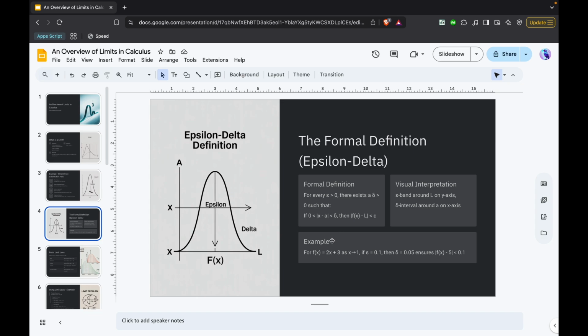Now, for an example which could help clarify it even more, if you have f of x equal to 2x plus 3 as x approaches 1, that means we have to take the limit of that. If epsilon is equal to 0.1, that means delta is 0.05, and that ensures that the absolute value of f of x minus 5 is less than 0.1. Now, f of x as x approaches 1 is 5. Now 5 minus 5 absolute value is 0, and 0 is less than 0.1.